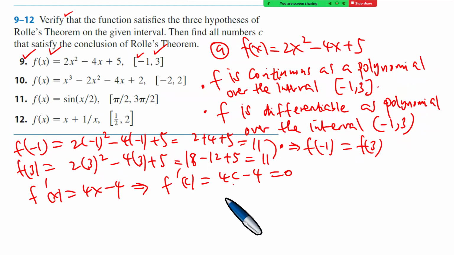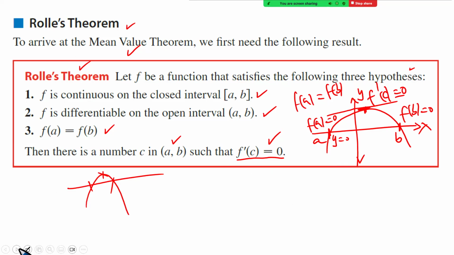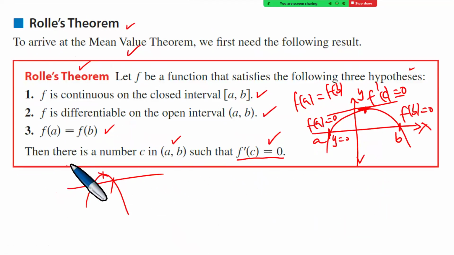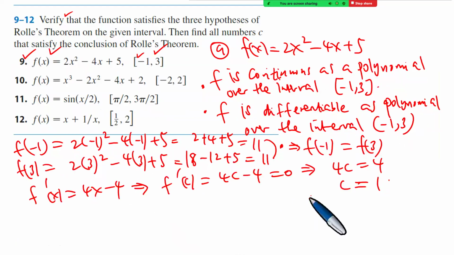We can see that here the derivative of the function f at c is 0. So 4c equals 4, and dividing 4 by 4 on both sides, c equals 1. Now we ask ourselves the question, is this number c in the open interval? Because the conclusion is that there is a number c in the open interval (a, b) such that f prime of c equals 0. So we check here.